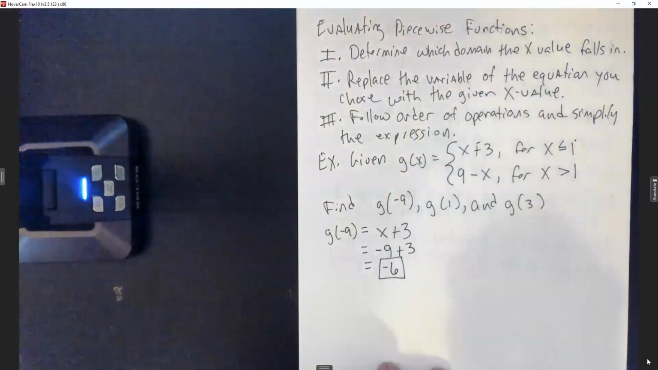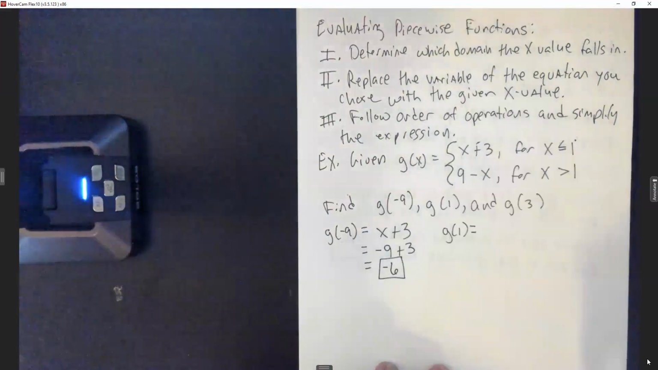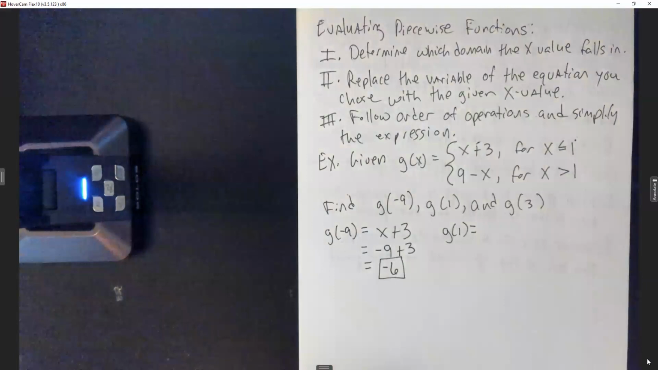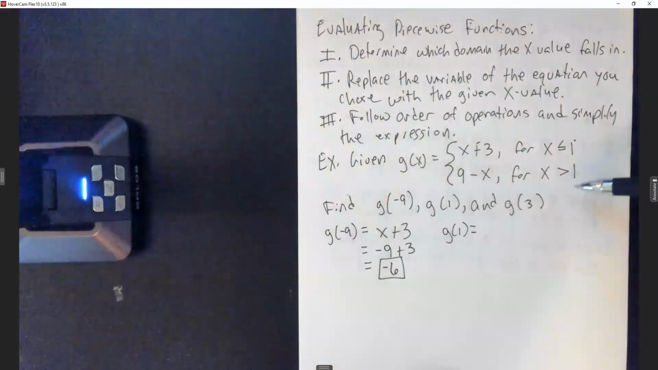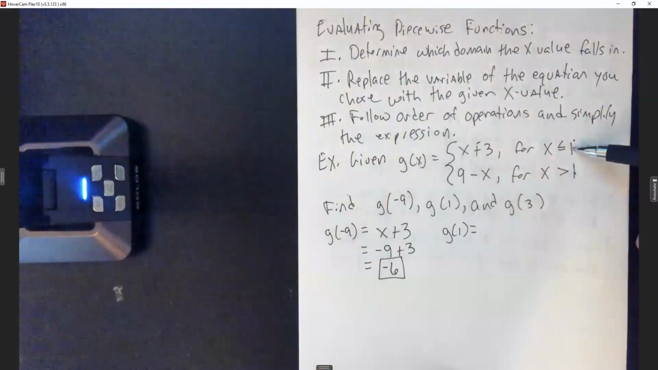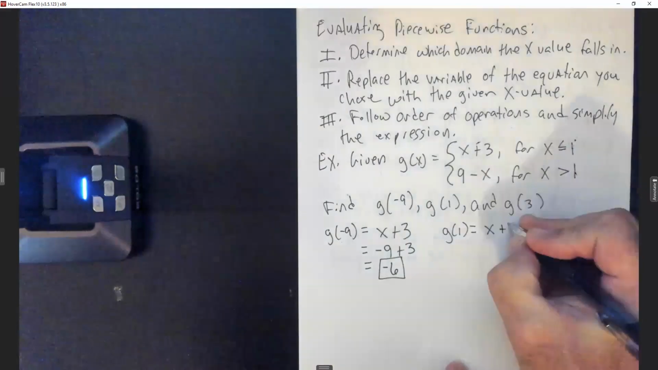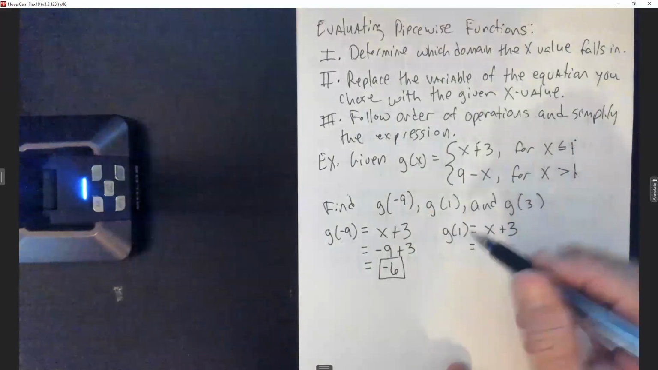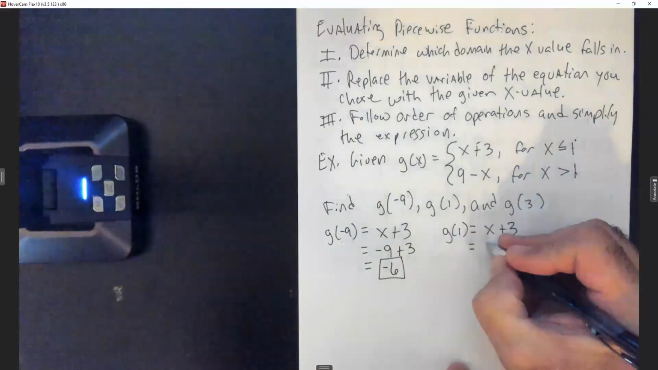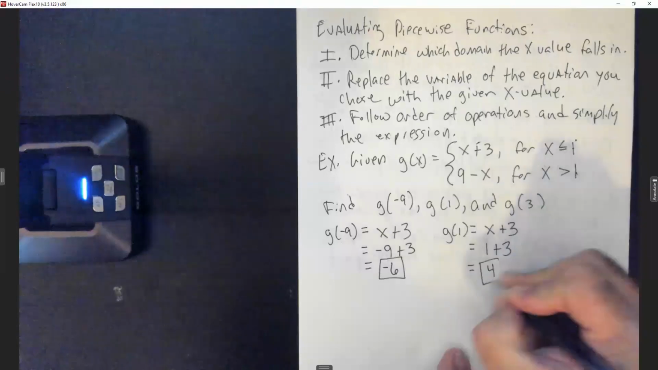All right, y'all. Then we would find g of 1. So that 1 is either less than or equal to 1, or it's greater than 1. So since it is equal to 1, I would use this equation again, which is x plus 3. This time I'll replace the x with a 1. So I got 1 plus 3, which will give us a positive 4.